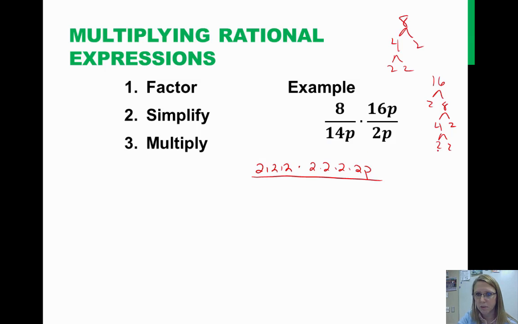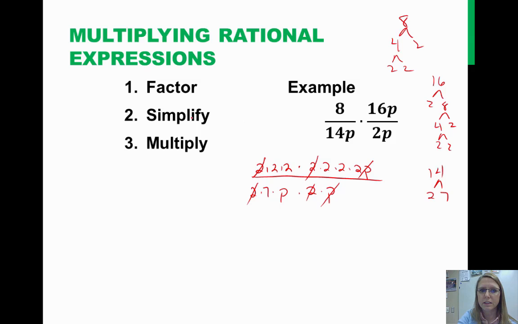Now let's look at the denominator. 14 breaks down into 2 and 7. So I could say 2 times 7 times p times 2 times p. Now that I have this all written out into their basic factors, I can actually go through and cancel. I can cancel out a 2 there. I can cancel out another 2 right here, and a p.